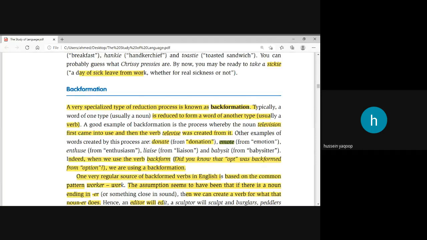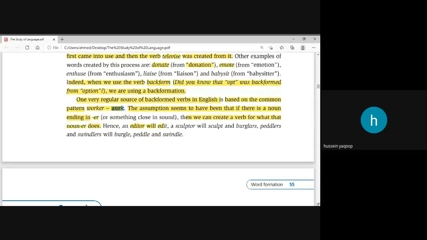This is not a condition that these back formed words are going to be used in the one language only. Maybe it's going to be borrowed into different languages, and the category still has just one form in the origin language. Opt, again as a verb, came from option. One very regular source of back formed verbs in English is based on the common pattern worker. We all know work and worker. Worker in the beginning was just a noun, but later it comes to be work, working, works. Editor and edit, another example. Sculpture and sculpt. Burglar and burgle, and so on.